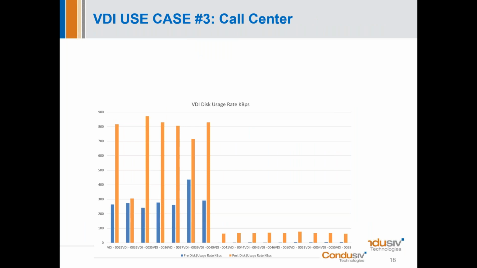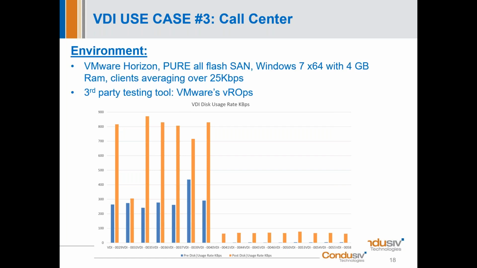Now, we're not going to spend a lot of time on this one. It's another Horizon environment. It's running on a Pure all-flash type of storage array, and again, tested with vROps. These numbers are from a Fortune 500 company. In fact, it's one of those household name cable companies that I'm sure everybody would recognize. These were samplings from their data call center. Data usage rate is significantly better, more than double in most cases here.